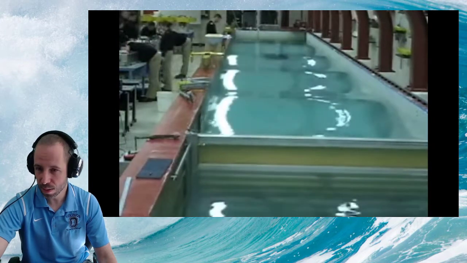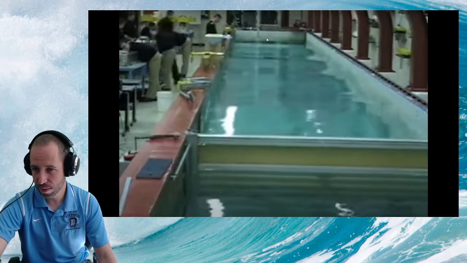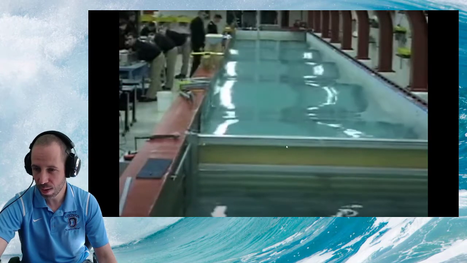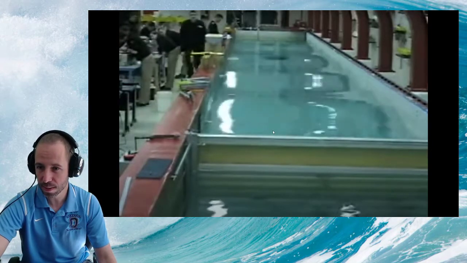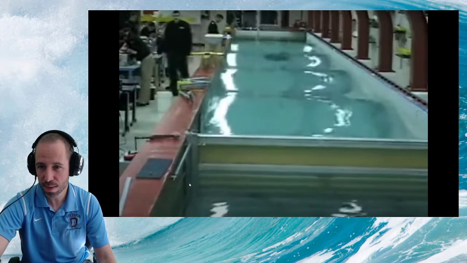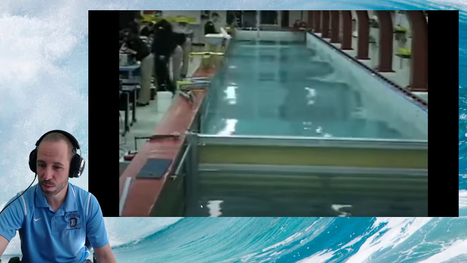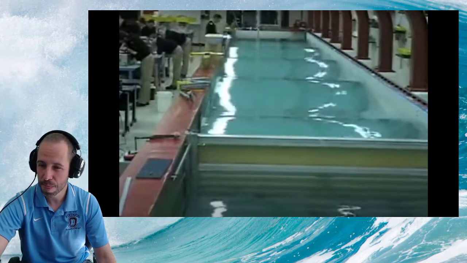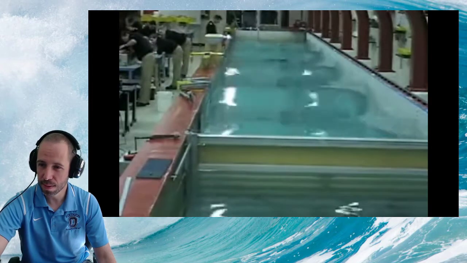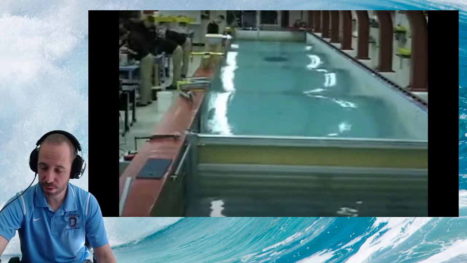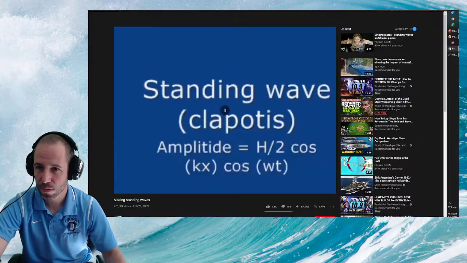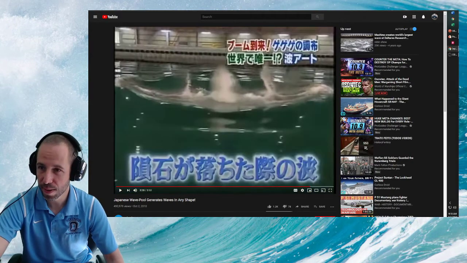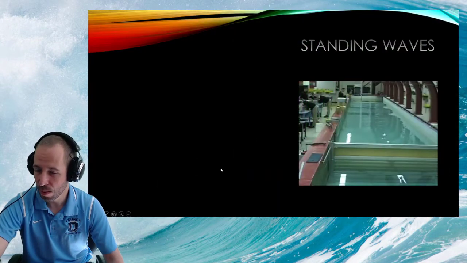So now we have a standing wave in the system. The reflected wave has made it all the way back. The incident wave has made it all the way down. The two things are overlapping, combining, and interfering to create nodes and antinodes. Can you guys see the point on this that's not moving, as well as the points on this that are moving the most possible? This is an example of a standing wave in water. You can do this with slinky, you can do this with light, you can do this with any kind of wave. All right, so cool example there. Let's keep going.